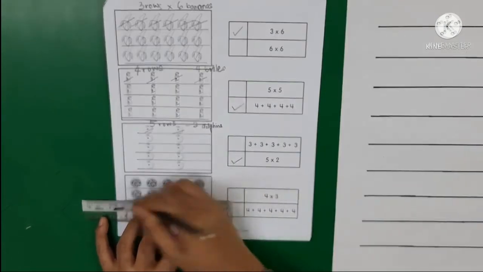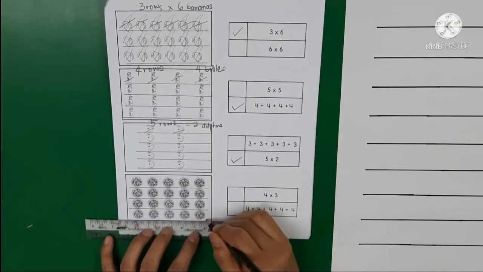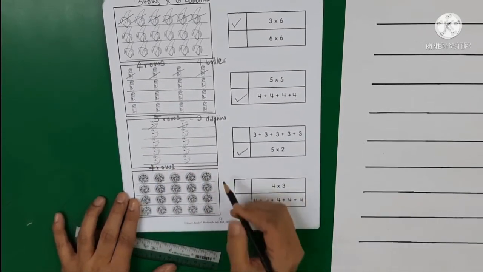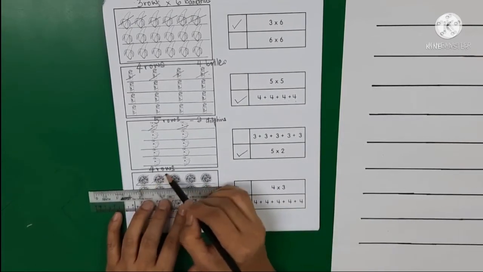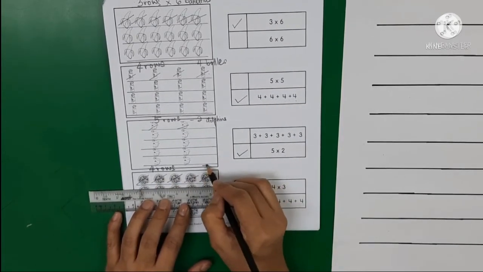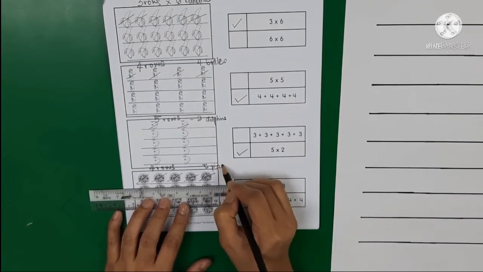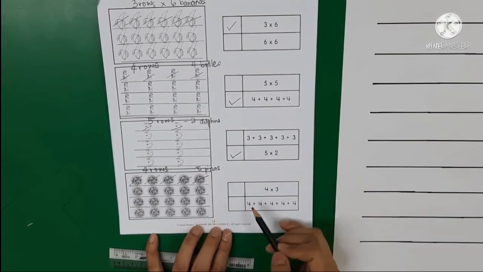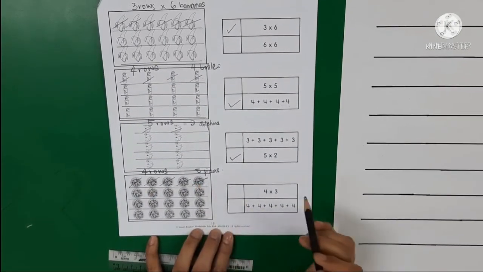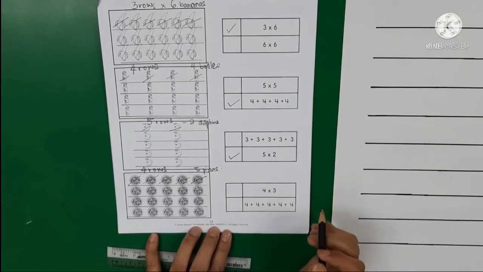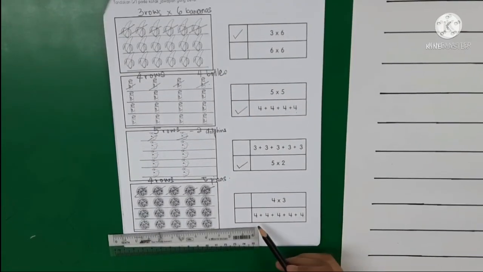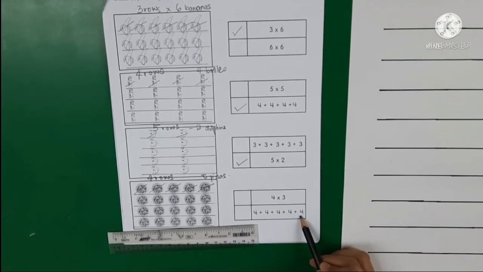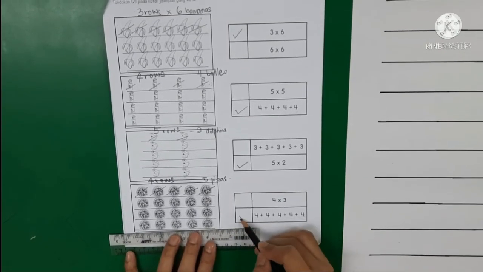Last one, let's identify how many rows. 1, 2, 3, 4. We have 4 rows of how many pizzas in each row? 1, 2, 3, 4, 5. 5 pizzas in each row. So, which one is the correct equation to show 4 rows and each row has 5 pizzas? 4 plus 4 plus 4 plus 4 plus 4. Good job! This is the correct answer.